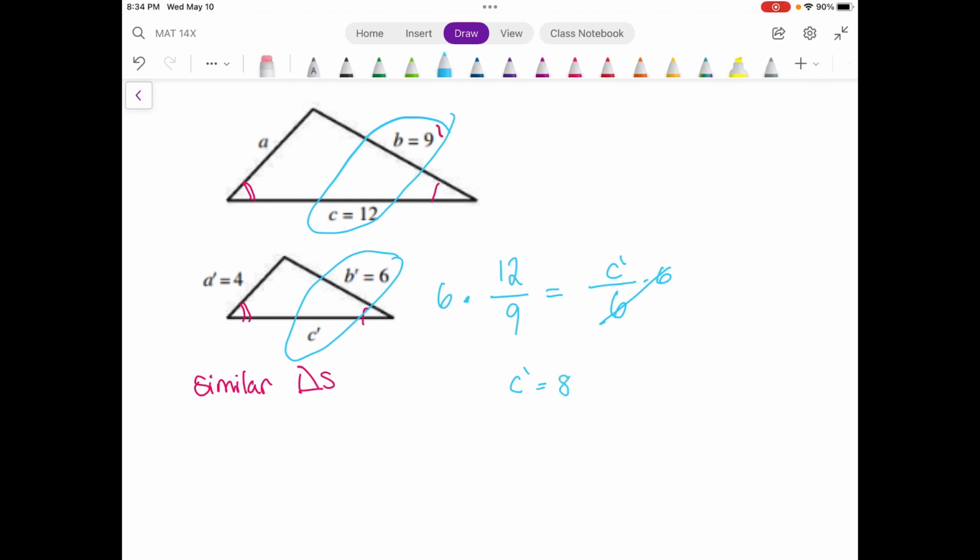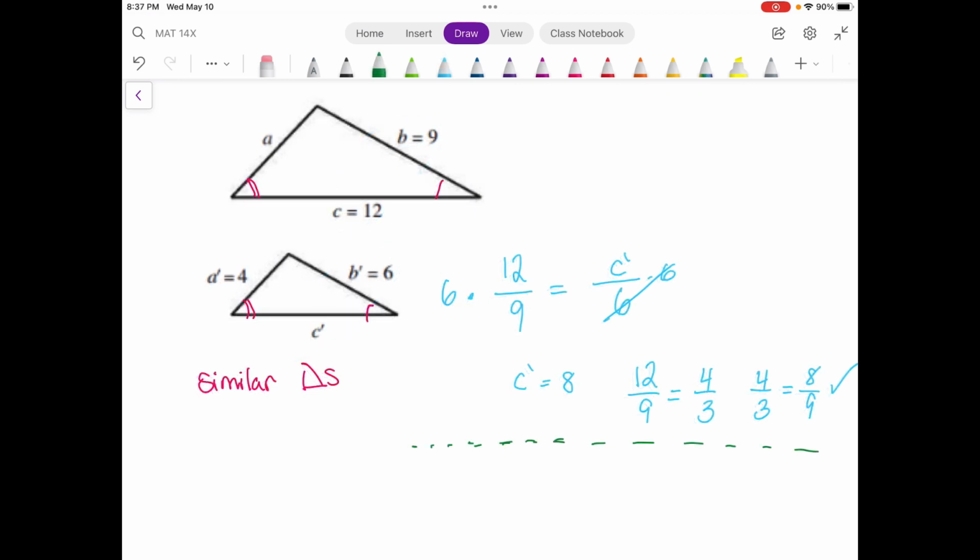And you could check this. So 12 ninths reduces, 3 goes into both of them, to 4 thirds. And if I check 8 over 9, it also reduces to 4 thirds. And so my fractions are equivalent. And that's what it means to be proportional.